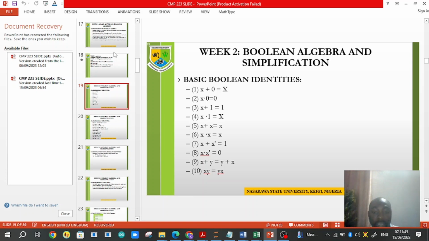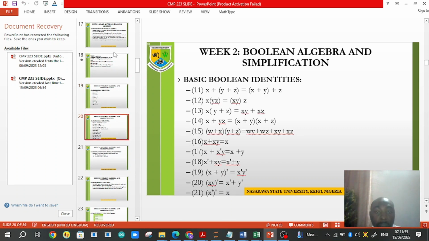Number 9, x plus y is also equal to y plus x, so the order does not matter. In number 10, you have xy is equal to yx. In number 11, we have x plus (y plus z) is equal to (x plus y) plus z. At number 12, x(yz) is equal to (xy)z. Number 13, x(y plus z) is equal to xy plus xz. Number 14, x plus yz is equal to (x plus y)(x plus z).